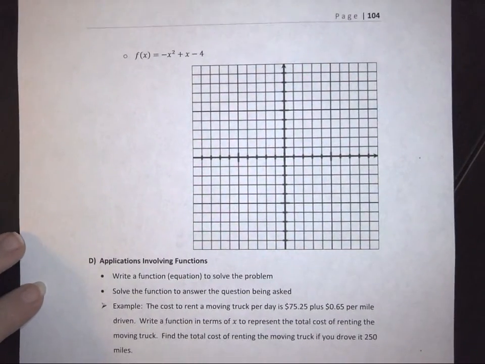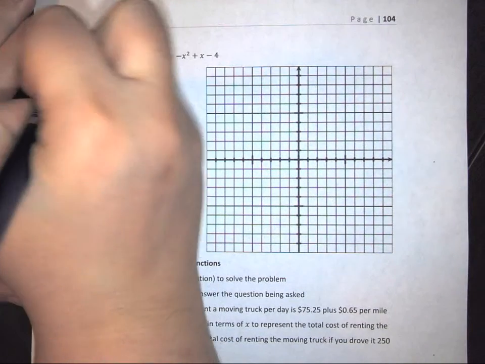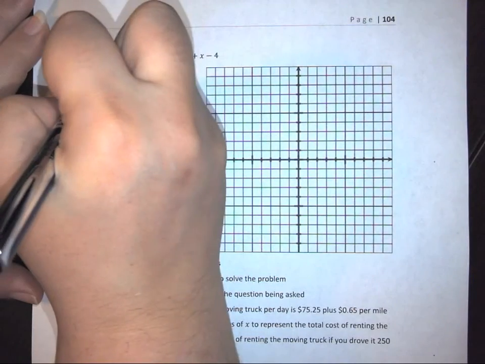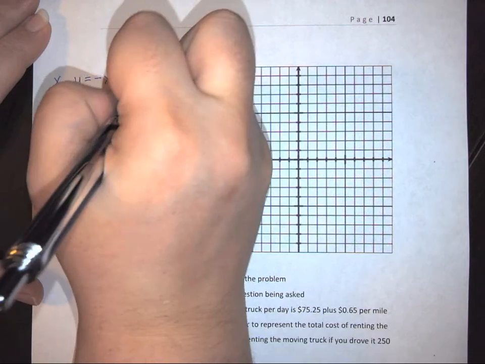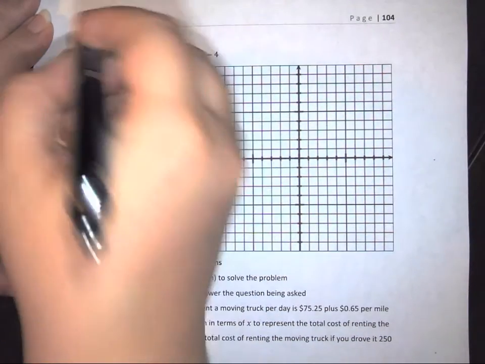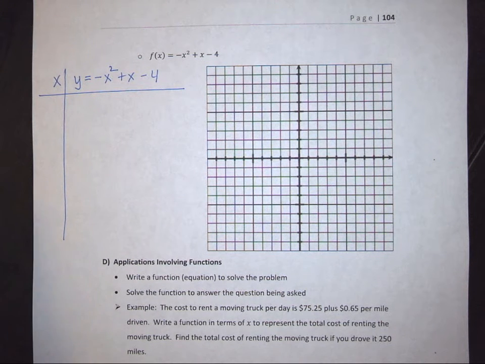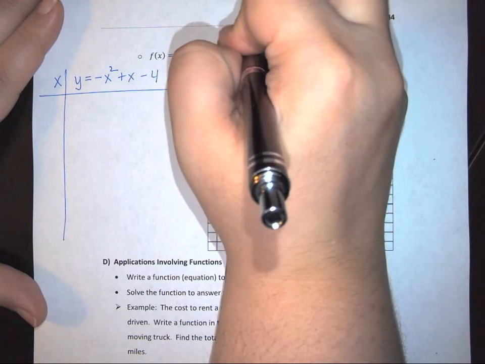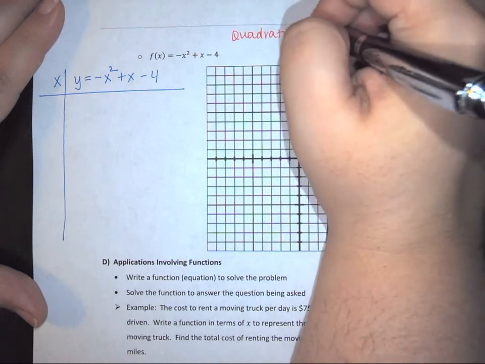Alright, let's do one more graph example here. Again, we're going to make that xy table. So x, and then in this case my y is a negative x squared plus x minus 4. And this one is quadratic. So right off the bat, you should be able to tell a couple of things about this graph. First, quadratic means that your graph should be a parabola.